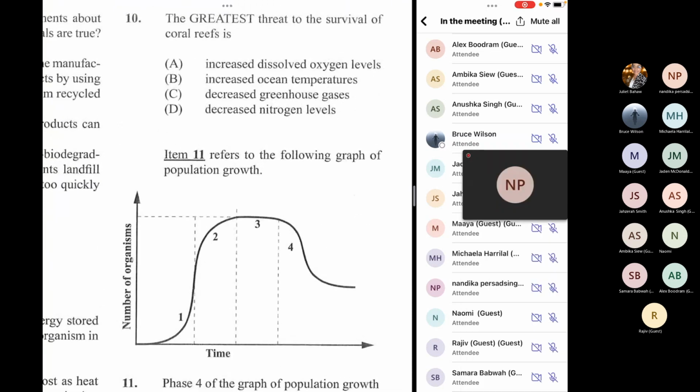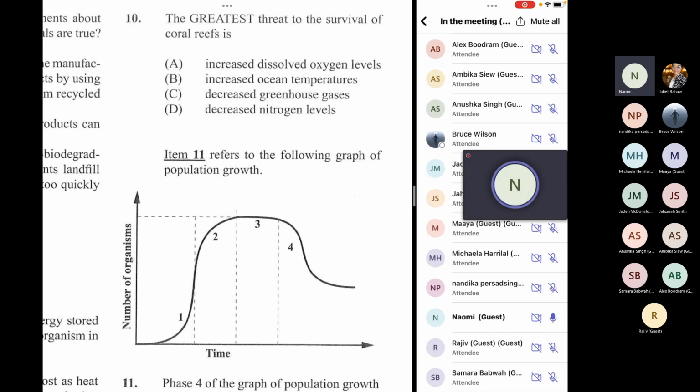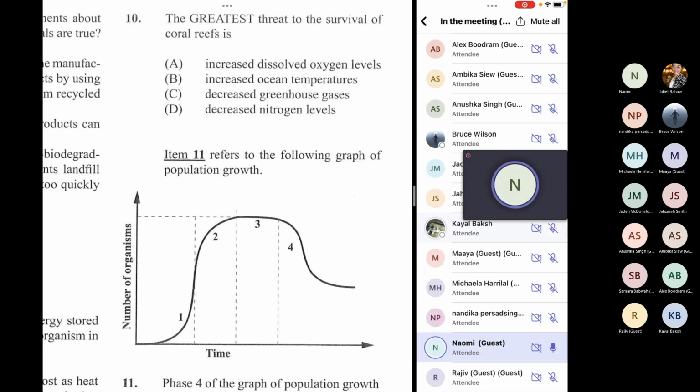we have Naomi. The greatest threat to the survival of coral reefs is C. Wait, no. B. B, increased ocean temperatures. And this is something, remember when they put greatest, you have to be very keen. This is something that they change up. This was a question that repeated, but they change up the wording.